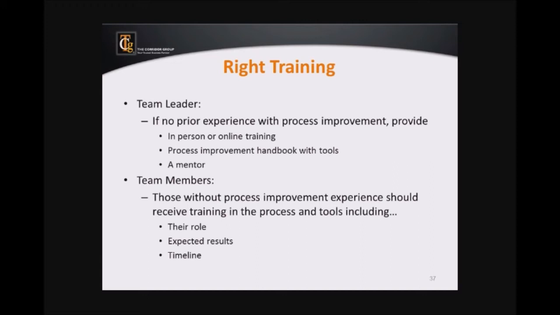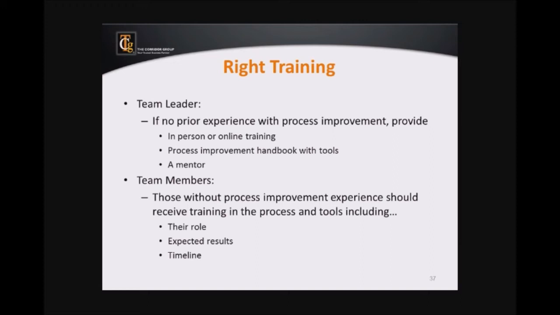Before a team has their first official meeting, the team members who have never participated in a process improvement project will need training. If the team leader lacks prior experience, it would be beneficial to pair the leader with either a champion who understands the improvement process or another individual within or outside the agency to act as a mentor. There are many good handbooks designed for leading process improvement projects which give a good overview of the process, the related tools, and ideas to help move forward with change.